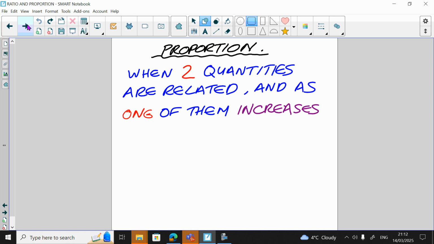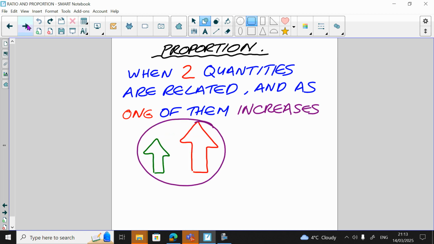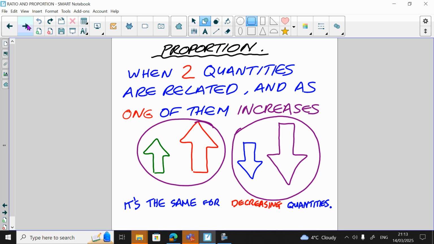Okay, we're just talking about two quantities here, it could be three. If one increases, the other one may increase in relation to it. So think about currency, pounds to dollars, pounds to euros. As one goes up, the other one goes up, and as one goes down, the other one goes down. So money is actually a good analogy to represent this.